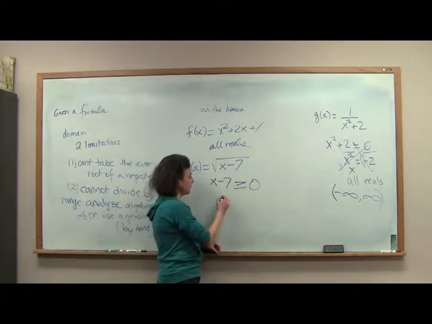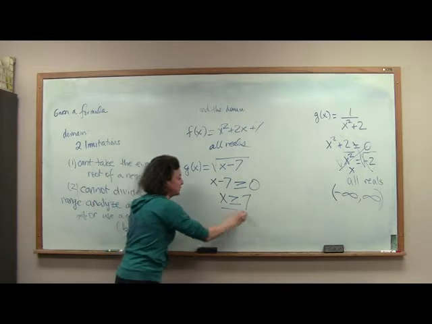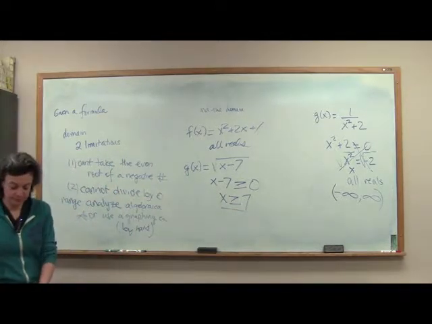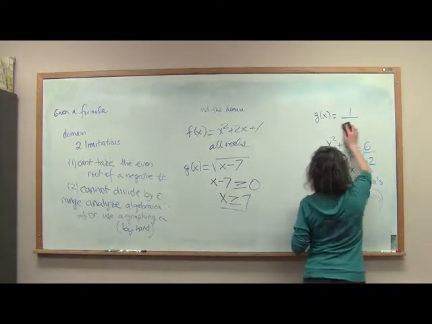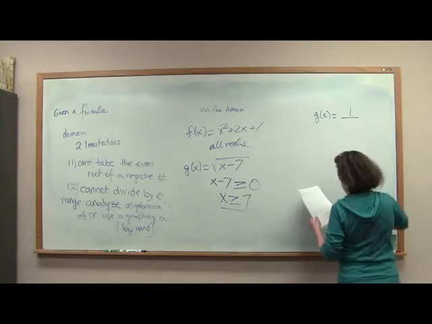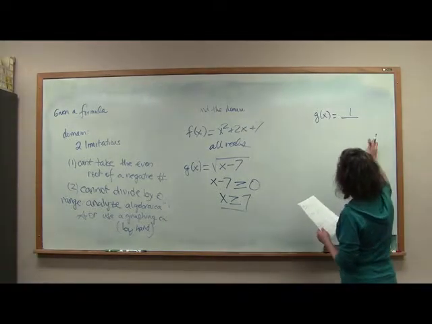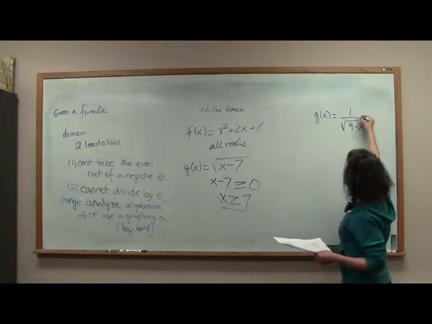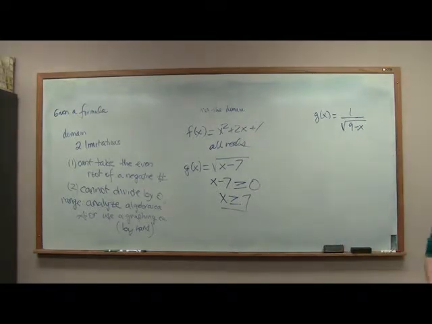And this is an inequality we can solve. So our domain is x must be greater than or equal to 7. Now, what if I have this? What if I have 1 over the square root? Let's just mix up our number and our variable a little bit, of 9 minus x.